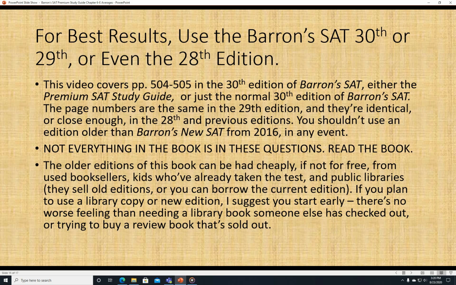I have bought used review books for literally a dime from public libraries that were having little fundraiser sales. Or you can borrow the current edition, or you can just use the current edition in the library. If you want to use a library copy or a new edition, I suggest you start early. There's no worse feeling than needing a library book someone else has checked out, or trying to buy a review book that's sold out.